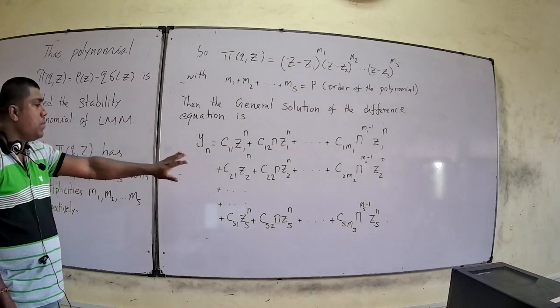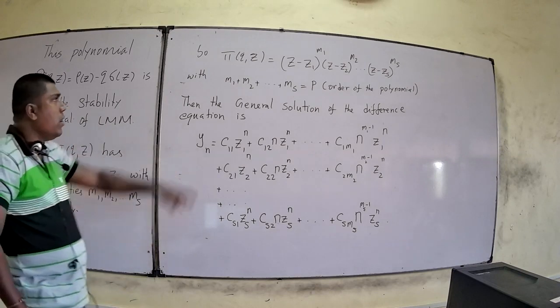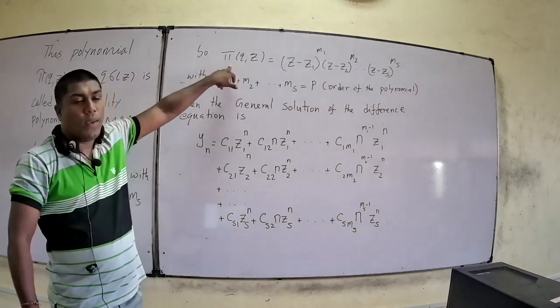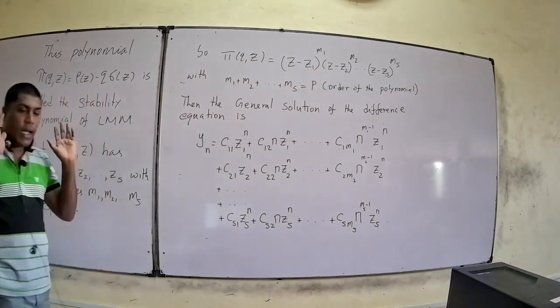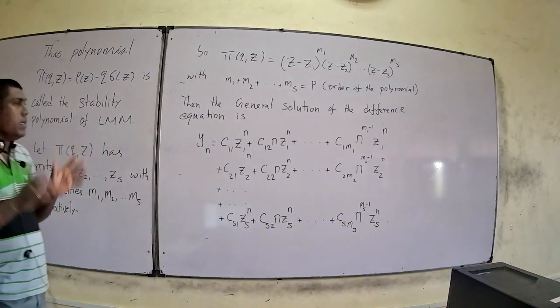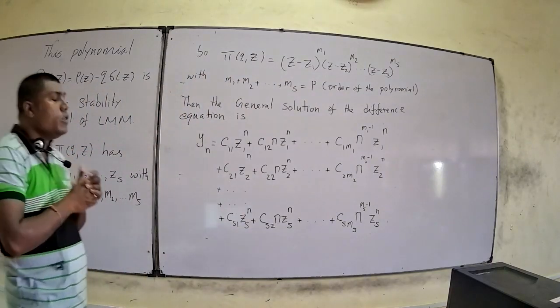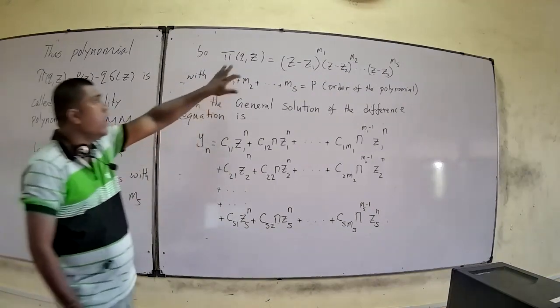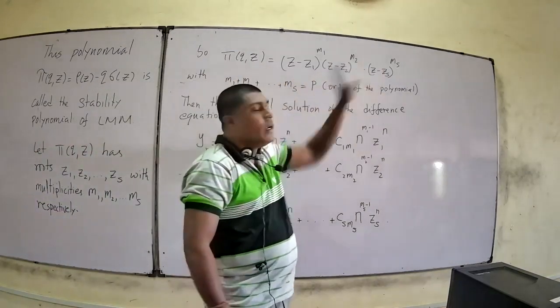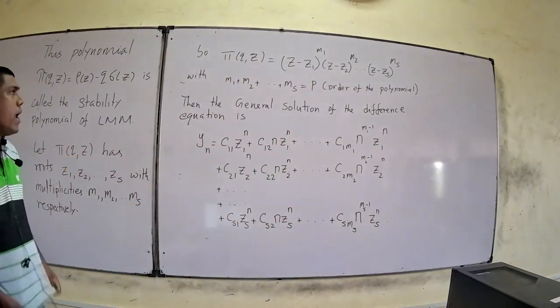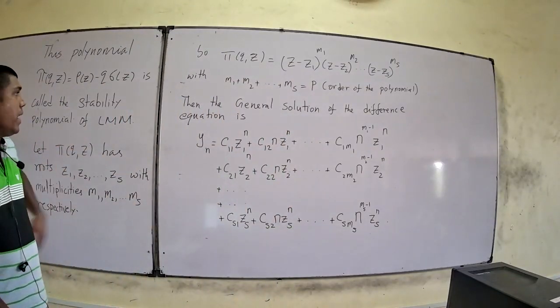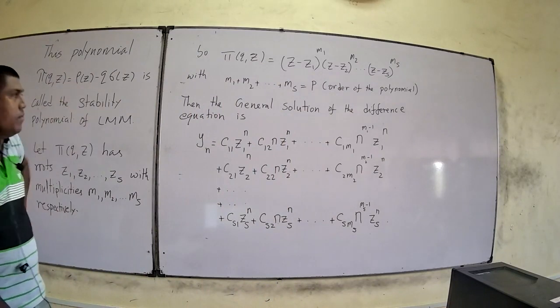Here, but let me explain how you write the solution, right? So you solve the characteristic polynomial and you have roots, z1 up to zs. So there are s roots. And each of them, suppose, has multiplicity m1, m2 up to ms. So basically the characteristic polynomial can be written in this factored form, right? And when you add all the powers, you should have the largest power, and the largest power will be p here. So that's obvious.